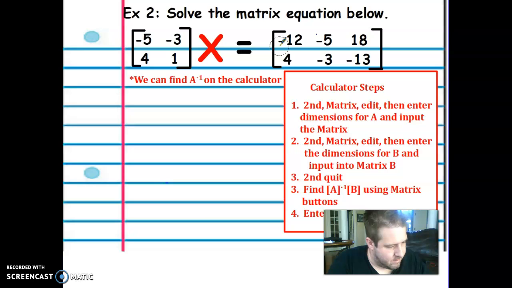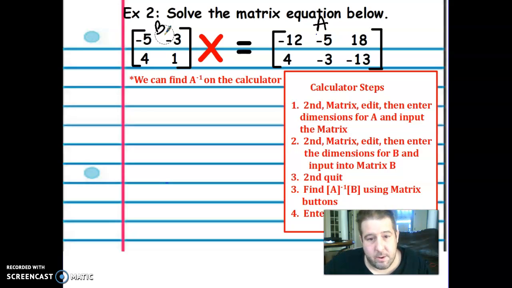So I go back to second matrix, and now this is what I called matrix A, and I'm going to call this one matrix B. So I'm going to put that one in as well. I'm going to go second matrix, over to edit, down to B. I'm going to make it a 2 by 2, and then I'm going to put the numbers in one at a time. All right, now I've done the hard part, and now comes the easier part.